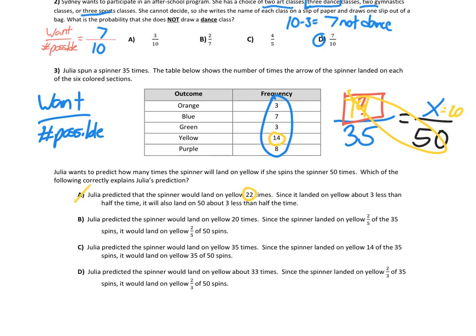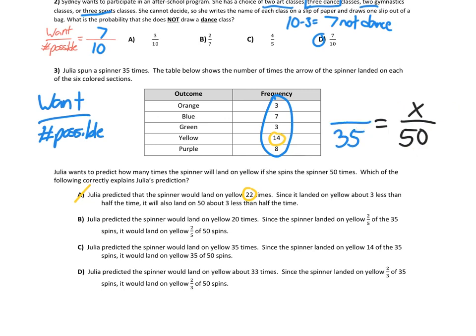Okay, so now I'm going to change it up again. Let me reset what I've got there for my proportion. So now for B, it says Julia predicts the spinner would land on yellow 20 times. Okay, well that's what we figured out. I'm not going to even bother with that one. That one sounds pretty darn good so far, because we just found out that it would land on yellow 20 times. On C, it says Julia predicts the spinner would land on yellow 35 times. Well, that's not true. We just proved it.